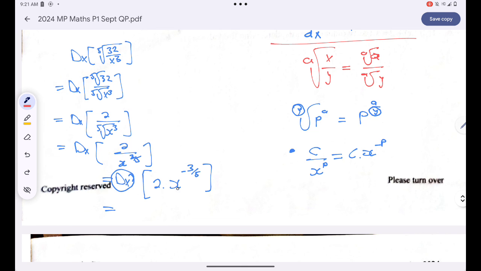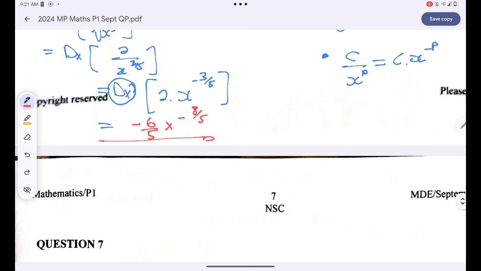Okay, so I'll simply have negative 6 over 5 x, and then if I subtract 1 from negative 3 over 5, I'll end up with negative 3 over 5 minus 1. It will end up being negative 8 over 5. I can leave my answer over here, guys, but if I want to leave it in positive exponents, it will be negative 6 all over 5 times x to the power 8 over 5.